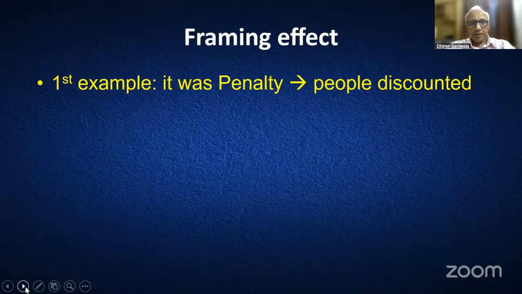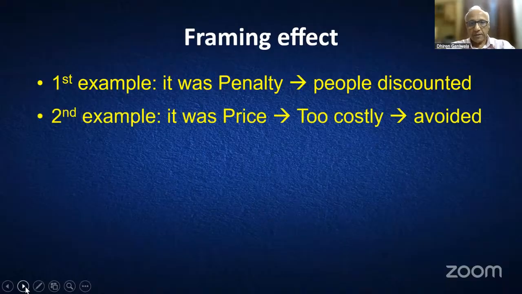In the first example, it was shown as a penalty, and because of that, people discounted that information. They didn't pay much attention to it. But in the second example, it was shown as a price, that 250 rupees is the fee you have to pay. And when it was a price, people considered it too expensive or too costly, and they avoided parking. In both situations, it's 250 rupees, and there should not be any difference in a person's decision.